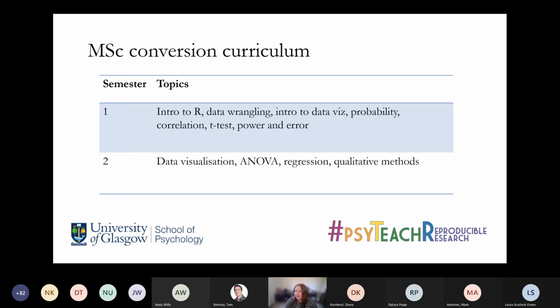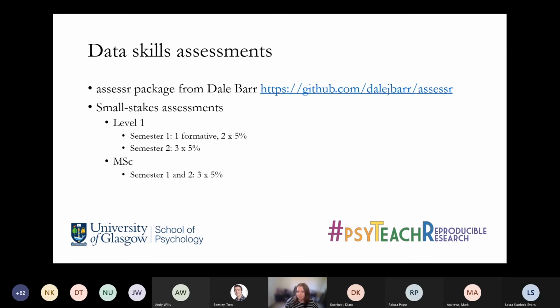As I said, students care about what is assessed. So what you assess is what they will care about. So let me give a few concrete examples of how R and reproducibility is built into the programs using my Level 1 and MSc courses. So the main tool that we use for assessing students' R work is the Assessor package by Dale Barr. It doesn't fully automate marking and assessment, but it does make it much easier.